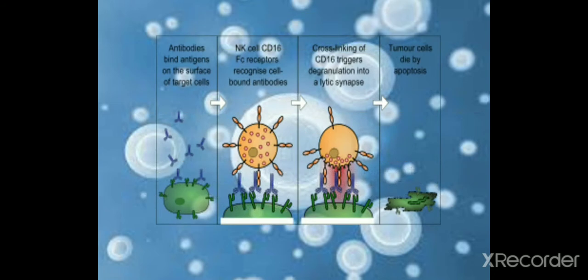Here we will understand it through the diagram. See, this is the purple color antibody, green color tumor cell. These antibodies come and bind to the cell surface antigen. Then the NK cell, whose Fc receptor is CD16, comes, this orange color. The Fc receptor recognizes the purple color antibody and binds to it. This cross linkage of CD16 triggers degranulation into a lytic synapse. Tumor cells die by apoptosis.